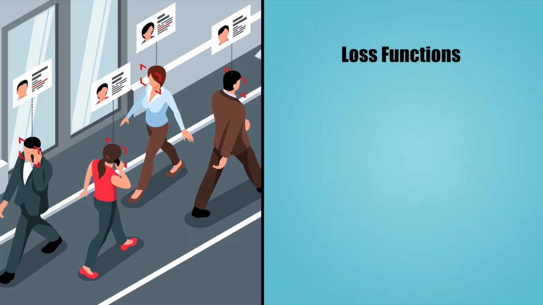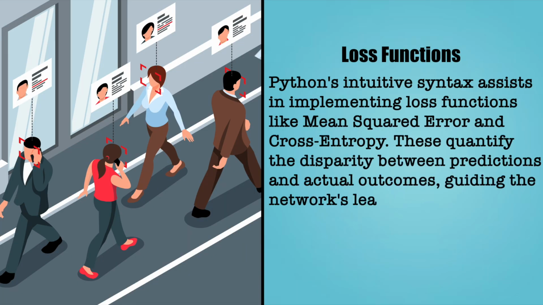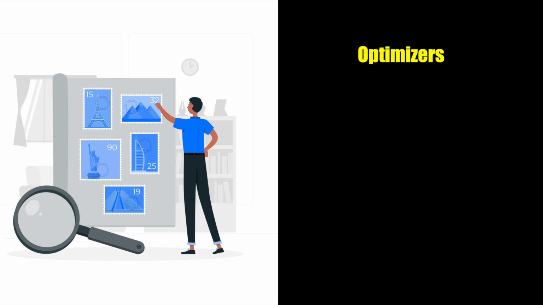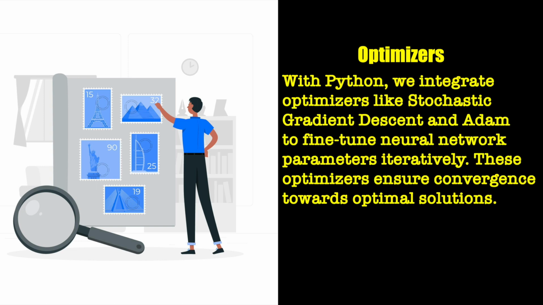So, what are loss functions? Python's intuitive syntax assists in implementing loss functions like mean squared error and cross entropy. These quantify the disparity between predictions and actual outcomes, guiding the network's learning process. What are optimizers? With Python, we integrate optimizers like stochastic gradient descent and Adam to fine-tune neural network parameters iteratively. These optimizers ensure convergence towards optimal solutions.